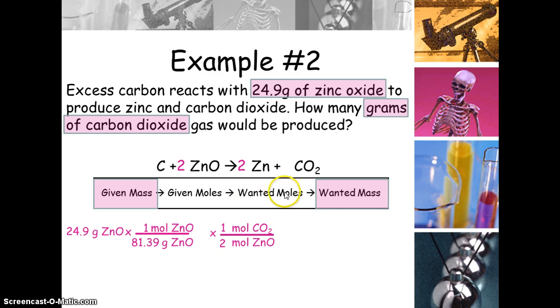Our last step is to find the wanted mass. To do this, we need to convert from moles of carbon dioxide to grams of carbon dioxide. And again, using molar mass, 1 mole of carbon dioxide is equal to 44.01 grams. So now we've gone from wanted moles to wanted mass. Last step is we multiply everything on top, divide by everything on the bottom, and we end up with 6.73 grams of carbon dioxide.